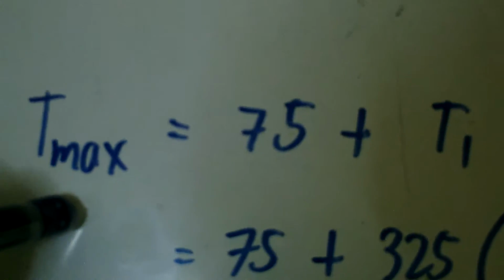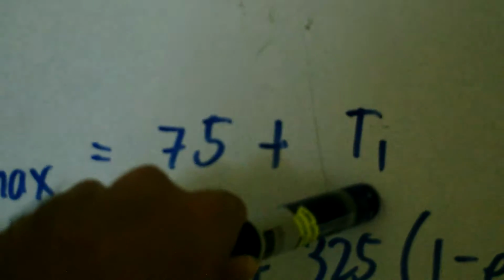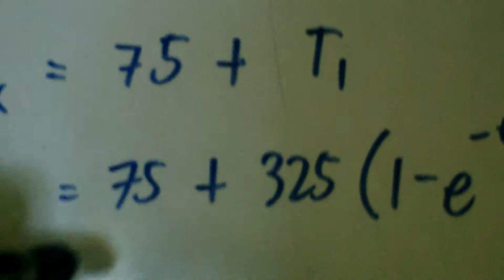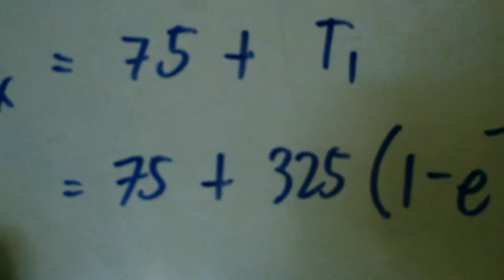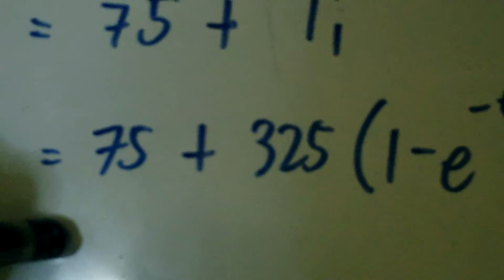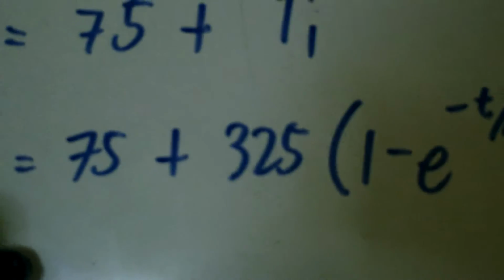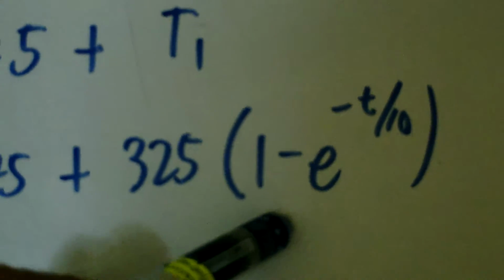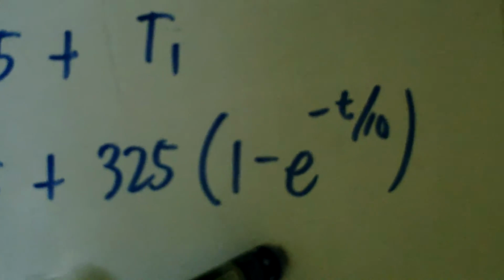So we can have that T max would be the T1 from the oil bath, added by the 75. So this would be the T max temperature at the end of the oil bath and the start of air: 75 plus 325 times 1 minus e to the negative t over 10.